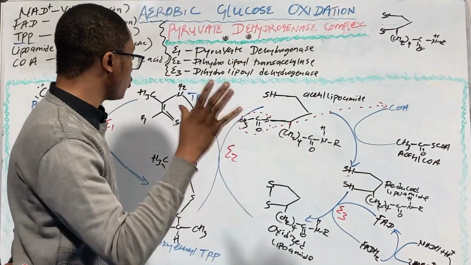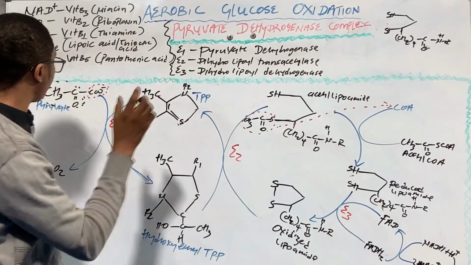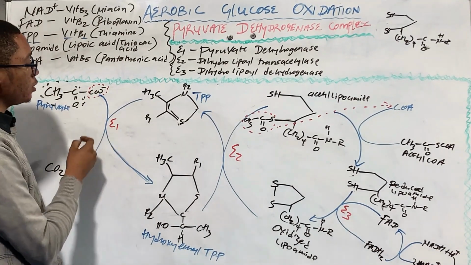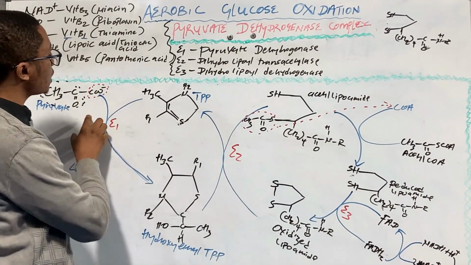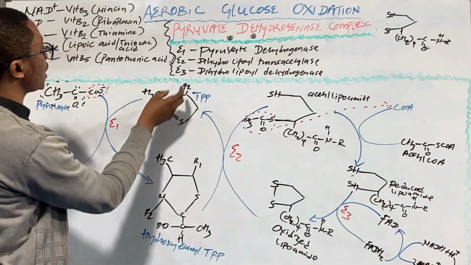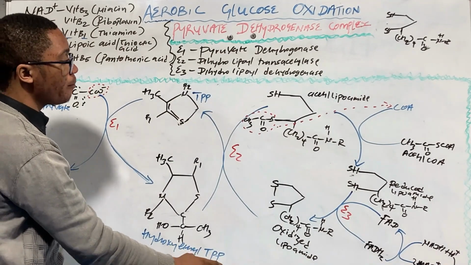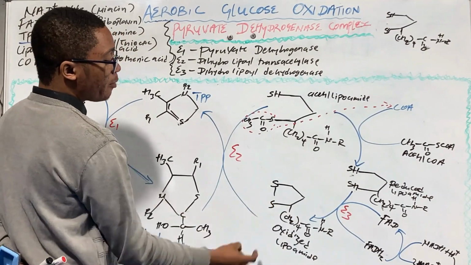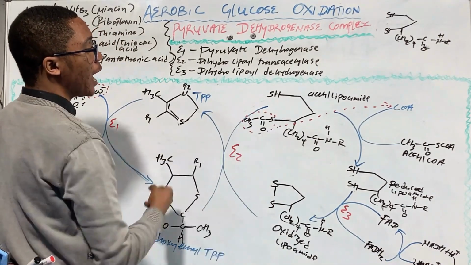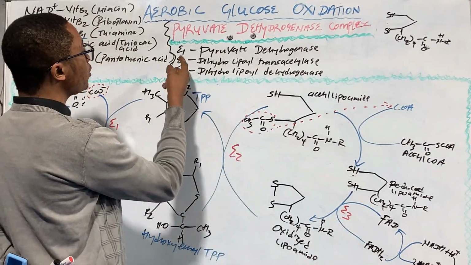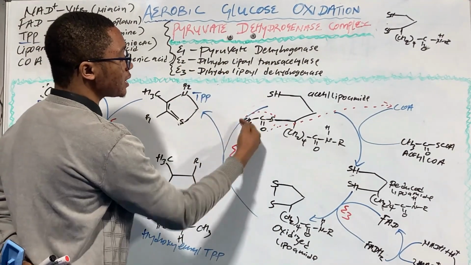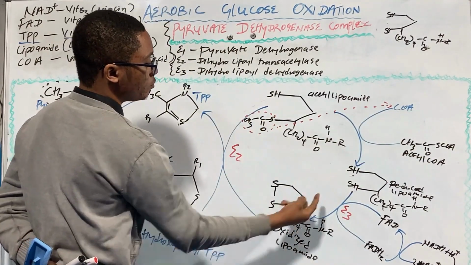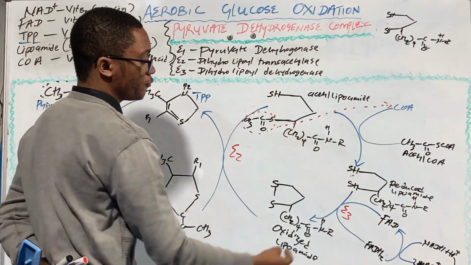All right, so first of all, let me go over it again. Pyruvate loses a carbon on reacting with enzyme 1. Reacting with thiamine pyrophosphate, which is attached to enzyme 1, we form hydroxyethyl thiamine pyrophosphate. This reacts with lipoamide, breaking the disulfide bond of lipoamide to form acetyl lipoamide. The second enzyme, dihydrolipoyl transacetylase, transfers this acetyl group to CoA to form acetyl CoA, the thioester group.